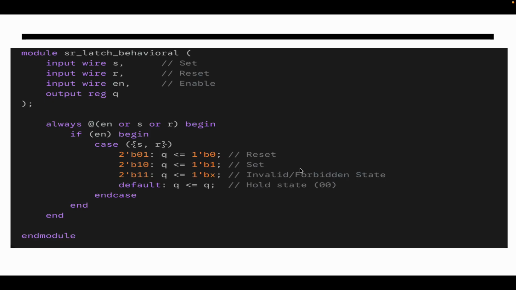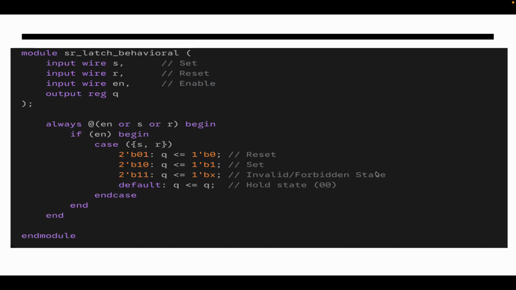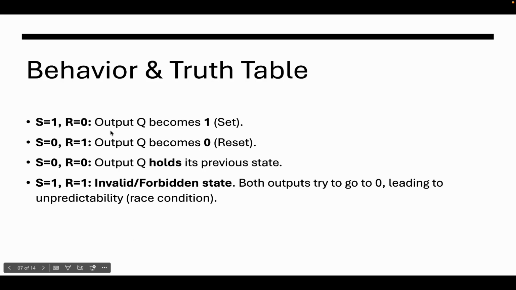So it is an invalid or forbidden state. The default value, that is the 0 0 state, is equal to the previous state. It will latch on to the previous state, that is Q. This is what I have mentioned. So as we saw, output Q becomes 1 when S is equal to 1 and R is equal to 0. Output Q will become 0, that is reset, when S is 0 and R equals 1. And when it is 0 0, it will hold on to the previous state.